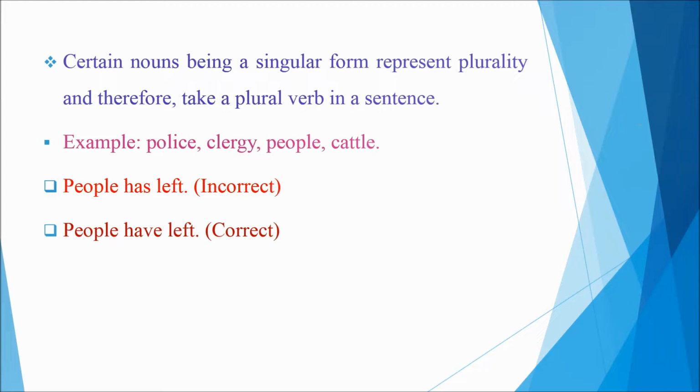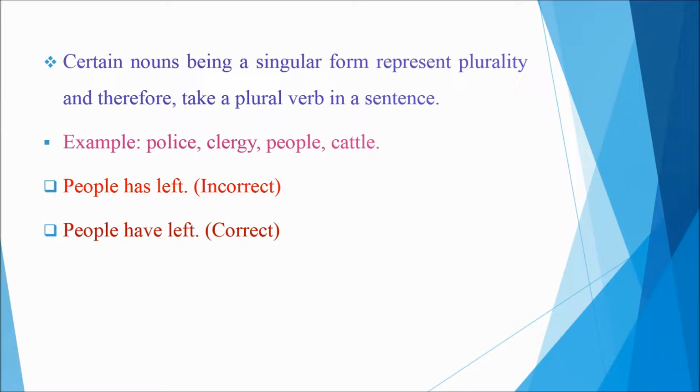Let's see the next rule. Certain nouns, being a singular form, represent plurality and therefore take a plural verb in a sentence. Let me read it again. Certain nouns, being a singular form, represent plurality and therefore take a plural verb in a sentence. Example, police, clergy, people, cattle.